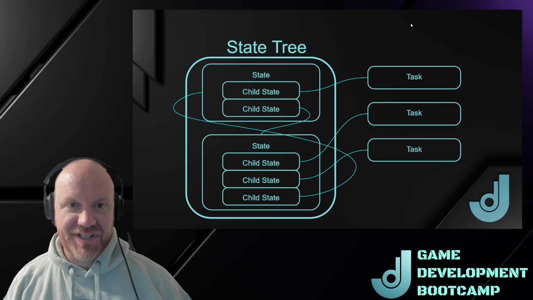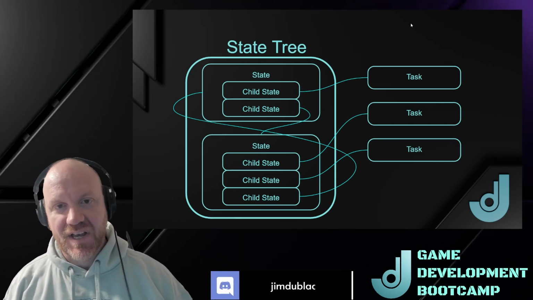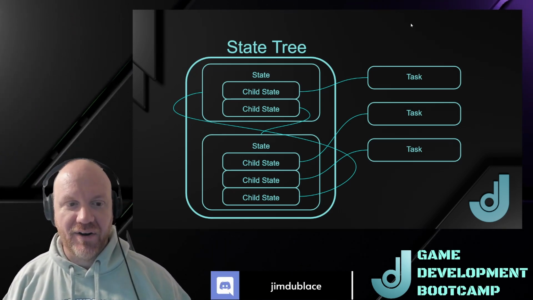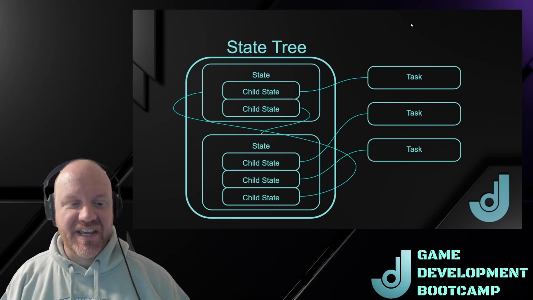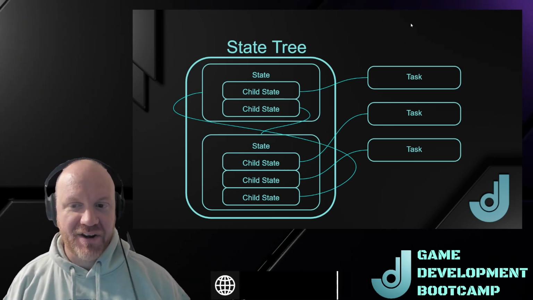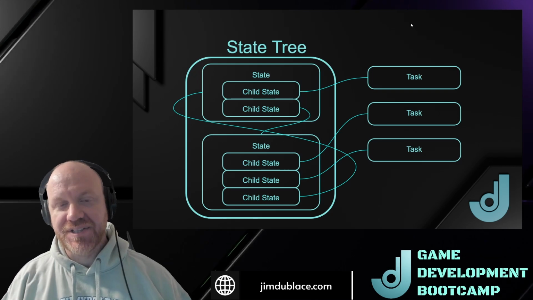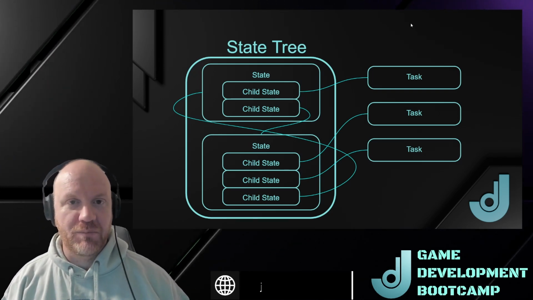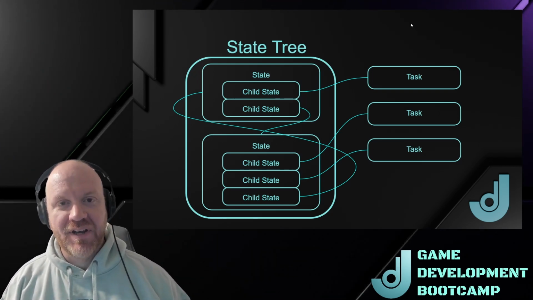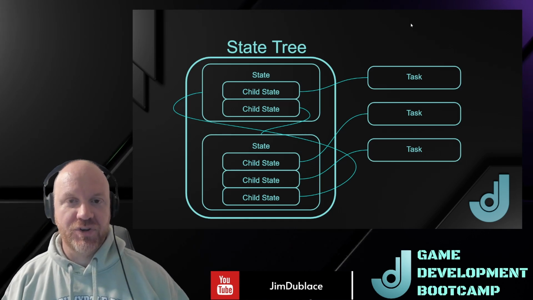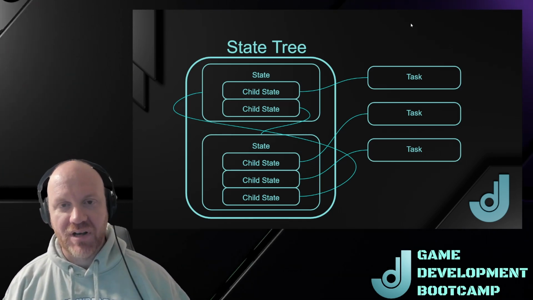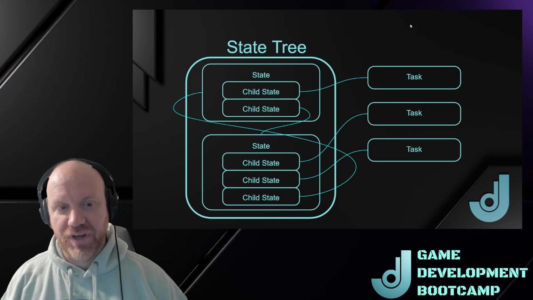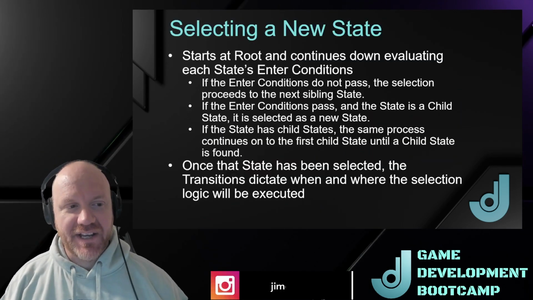So we have our state tree, which can be assigned to an actor in our game. And then each state tree has states. A state can have child states, and it could have any number of these. Each child state can be assigned to a task or to multiple tasks. And then you have state tree transitions, which control when a task is complete, what do we do next? How do we process through this state tree? And so how do we select new states?